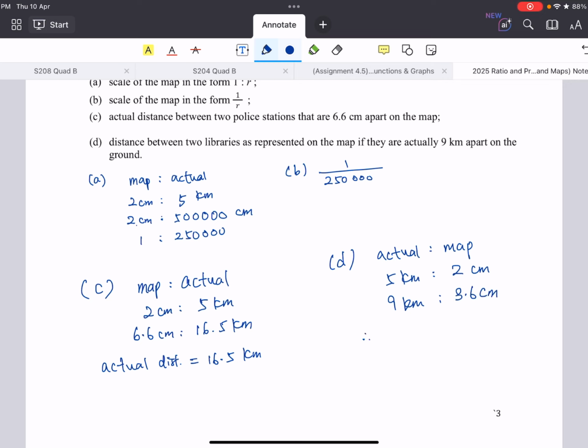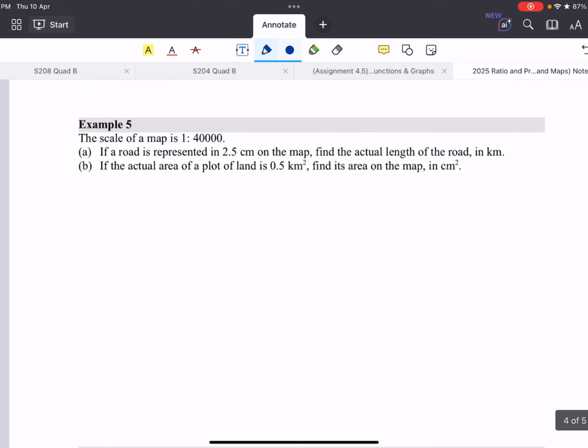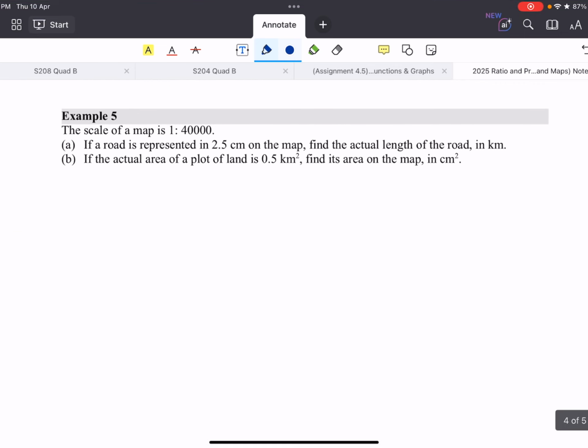So therefore, distance on map equals 3.6 centimeter. Okay. Well, let's look at the next example now. Right. So now we have another one. This time around, they give us the scale of the map in the ratio form. So if the road is represented in 2.5 centimeter on the map, find the actual.